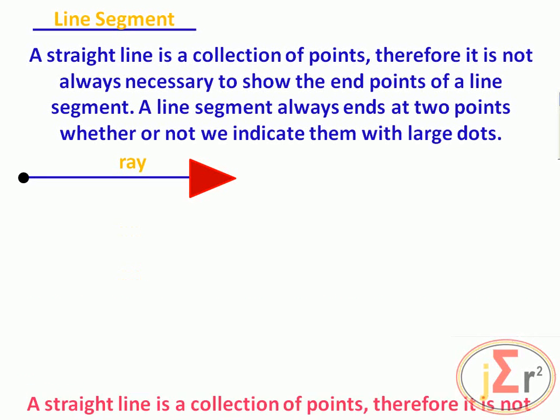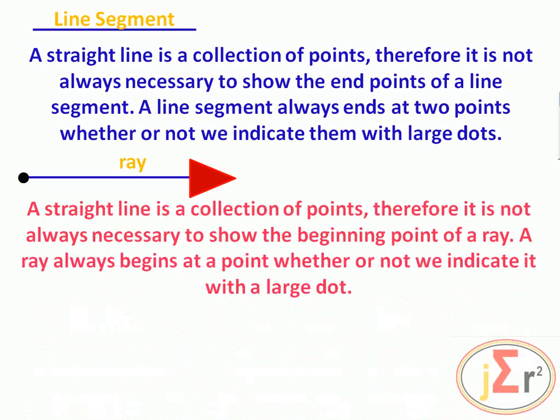What about the ray? A straight line is a collection of points, as we said before. Therefore, it is not always necessary to show the beginning point of a ray. A ray always begins at a point, whether or not we indicate it with a large dot. There is your ray.